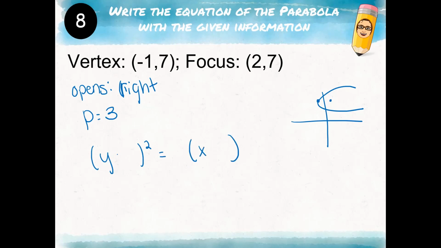Let's write the vertex. Now be very careful. It's not y plus 1. The y value from that vertex ordered pair has to go in there. And then 3 times 4 is 12. It is opening to the right. Thus, that should be a positive number. That sketch really helps solve a lot.